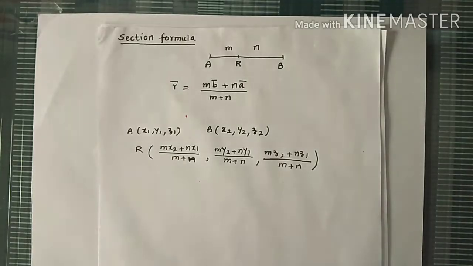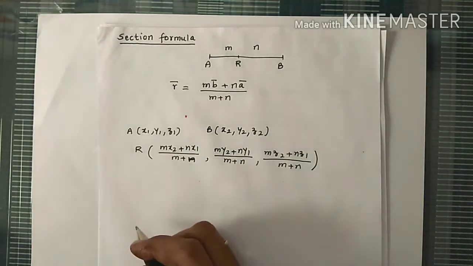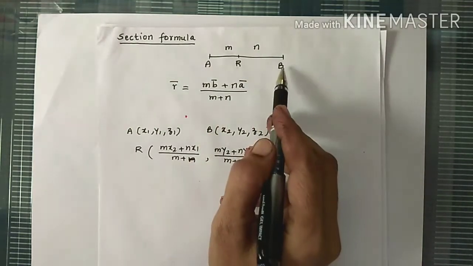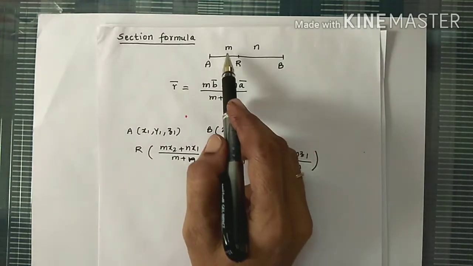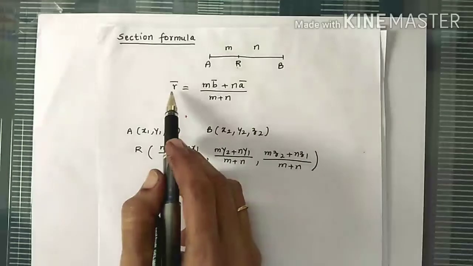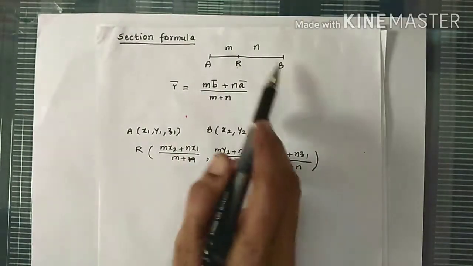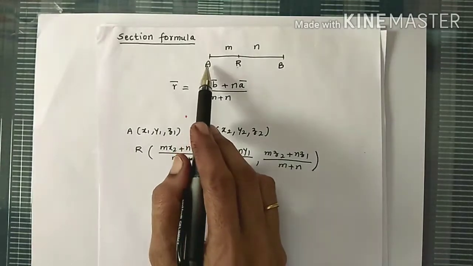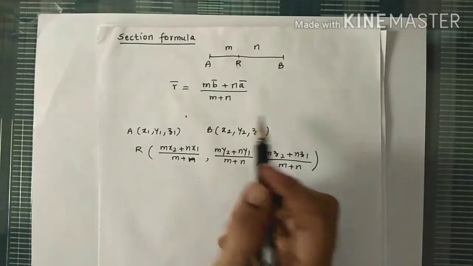In this video, we are going to learn corollaries of section formula. But before that, let's revise what is section formula. Section formula is: if a point R divides line segment AB internally in the ratio m:n, then the position vector of R bar is m b bar, that is position vector of B, plus n a bar, position vector of A, divided by m plus n.